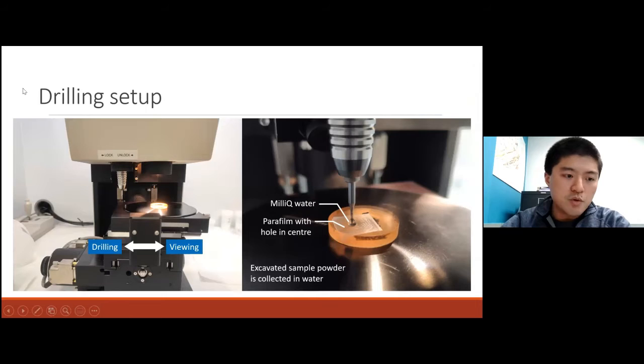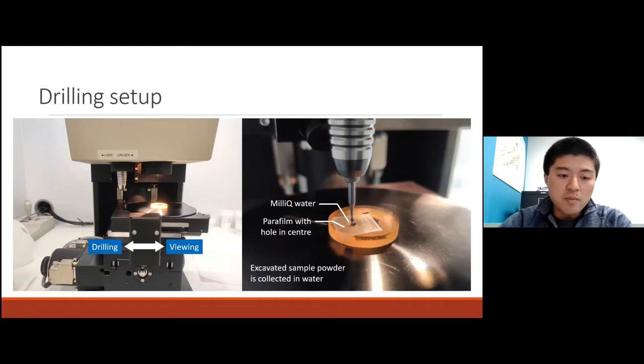So here we have the drill setup. The next few slides will give a closer look at how the micromill works. So the sample is placed under the optical microscope, and after drill patterns are defined on the computer, the sample stage then slides over into the drill assembly for excavation.